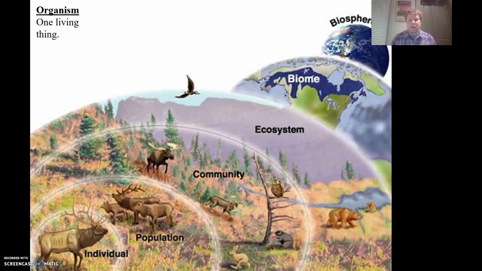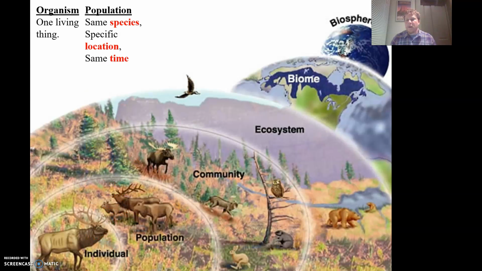So it could be a single bull elk like you see on the bottom left of that screen right here. Or it could be one maple tree out in your front yard. Or it could be that one bunny rabbit. So that's one living thing. Each one of those is an organism.